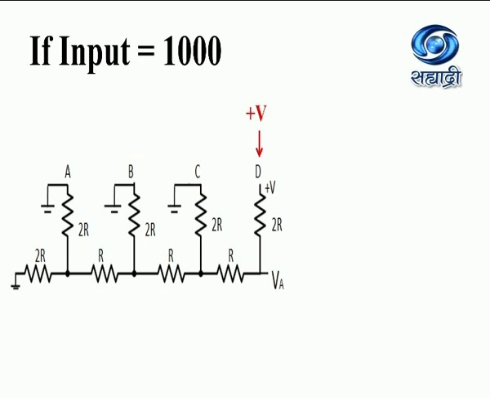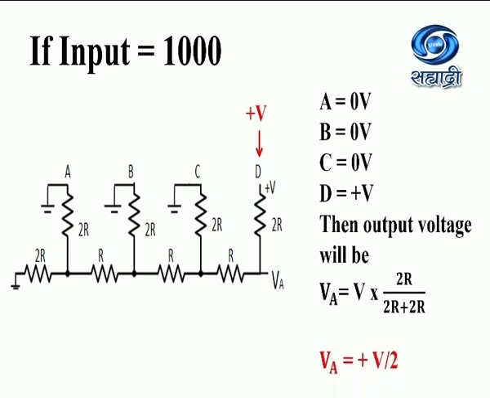So first condition is D position is 1, that is voltage is applied to the MSB D, and C, B, A are connected to the ground because the logic 0 is applied to the C, B, A bits. So if A is equal to 0, B is equal to 0 volt, C is 0 volt and D is plus V volt, then output voltage will be V into 2R divided by 2R plus 2R.